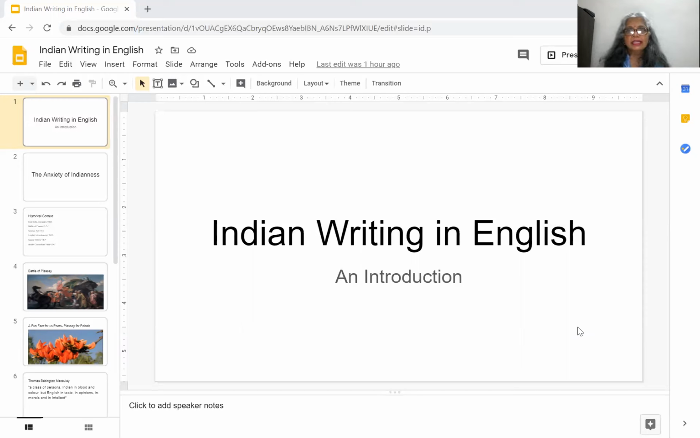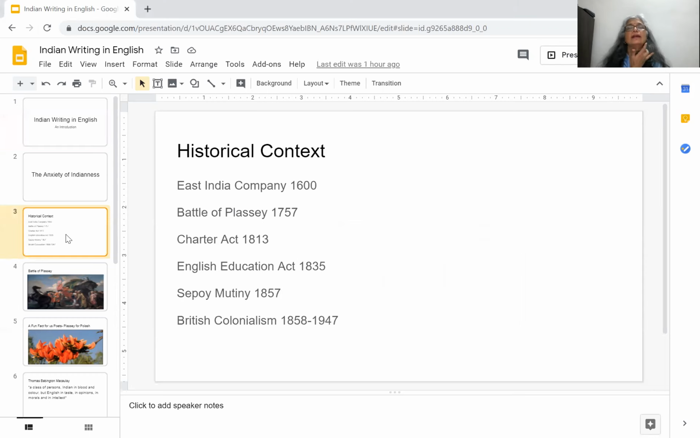Now, Indian writing in English is of fairly recent origin. It cannot boast of the kind of historical lineage that English literature can boast of, because Indian writing in English emerged only because of the meeting of two great cultures of the world, the Indian culture and the British culture. And for that, we need to take a peek into history. We need to know what was the historical context of Indian writing in English. How did Indian writing in English come about in such a major manner?